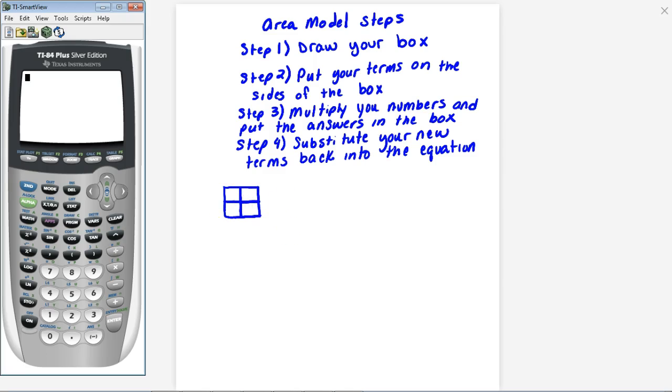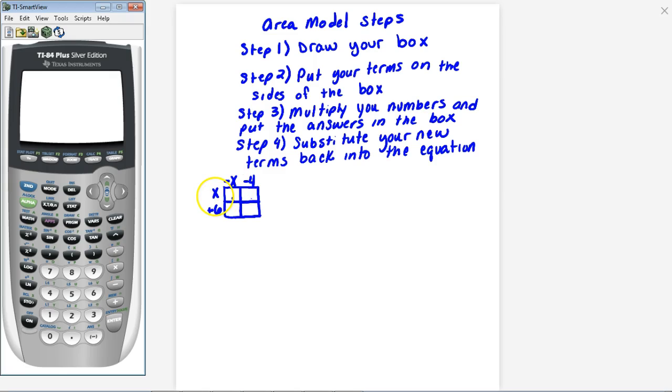Let's just make up some numbers. And let's use some negative numbers. Negative x minus 4 times x plus 6. Okay? And why don't we make it a negative x and a minus 4? And that way, we'll play around with negatives and positives, okay? So next, put your terms on the sides of the box, then multiply the numbers. So the corresponding numbers, right? I hope you know how you can multiply which ones.